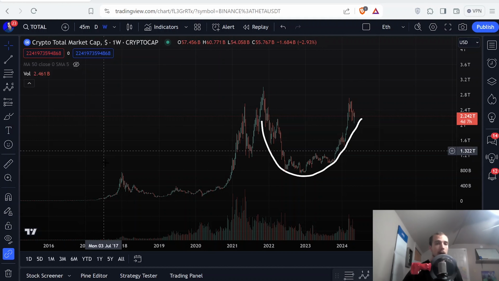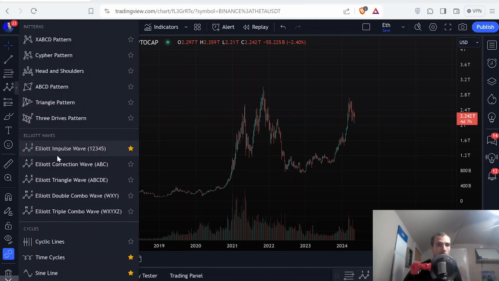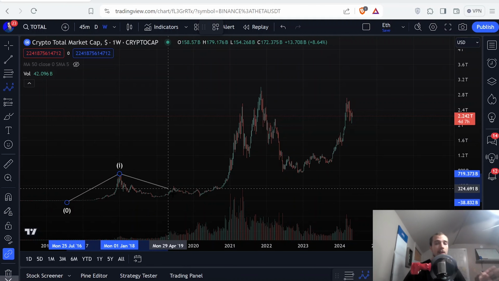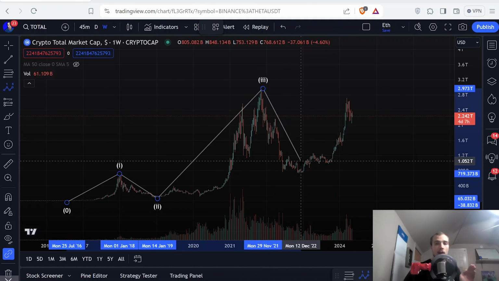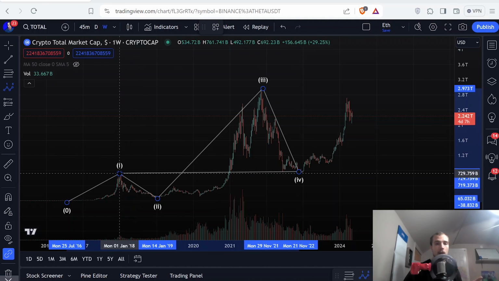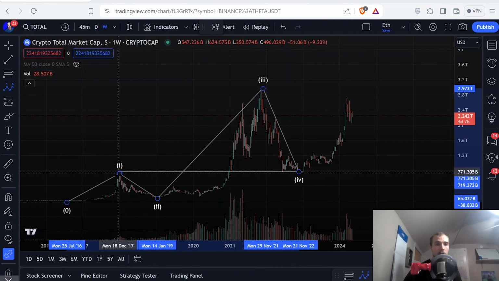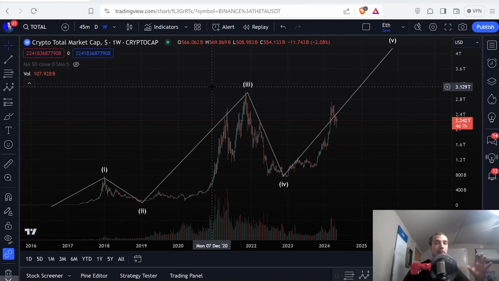So let's talk a little bit about the Elliott wave structure here with the total market cap as well. In the big picture, we have an Elliott wave 1 wave, an Elliott wave 2 wave, an Elliott wave 3 wave. Our 4 wave here lands on top of wave 1. So you want to have wave 4 stop on the top of wave 1 here. And we're getting ready for a big picture 5th wave.